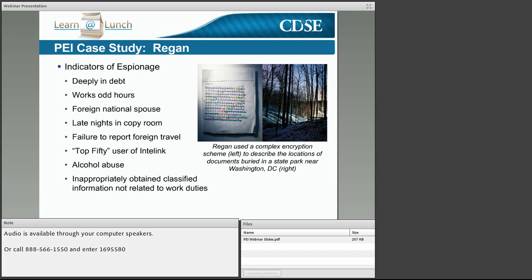Regan entered the office late at night. From 1999 onwards, he spent a lot of time downloading documents on IntelLink, and he exhibited exploitable personal conduct. In this case, it was alcohol abuse.